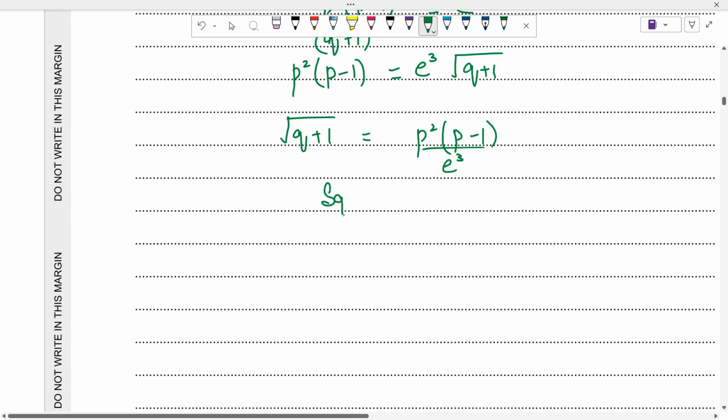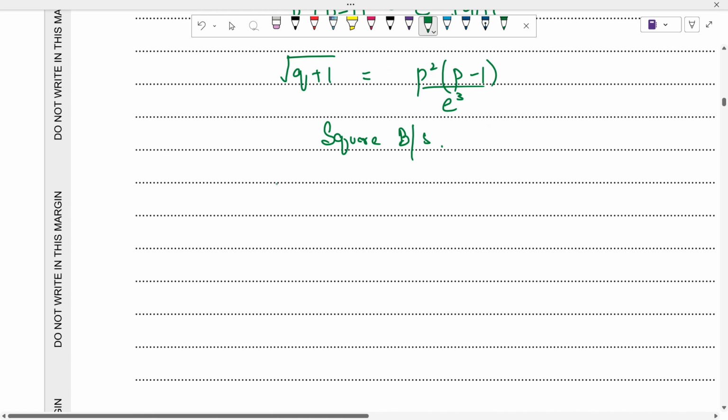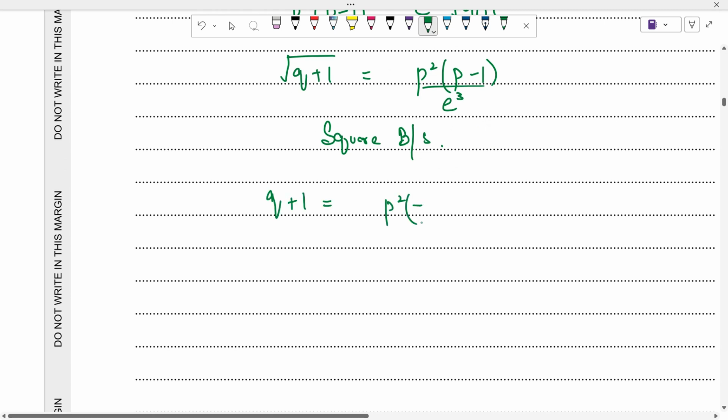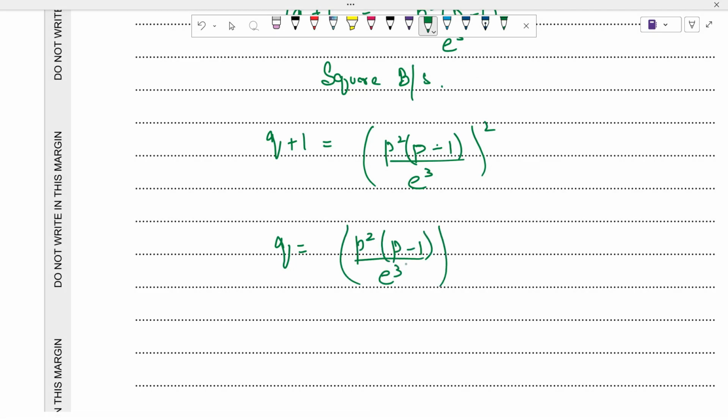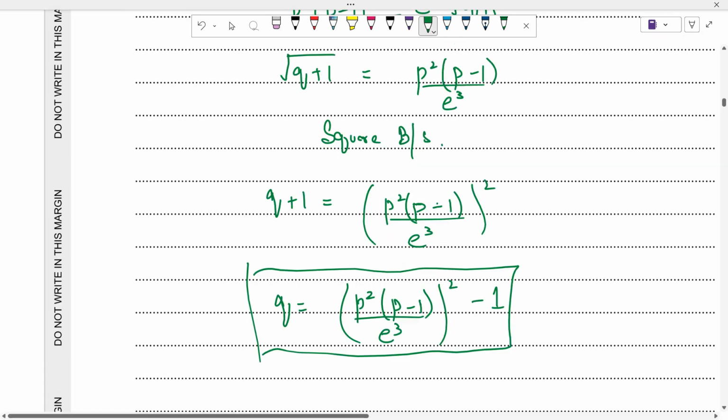Taking the square of both sides, we will have q plus 1 equals (p squared times (p minus 1) over e cubed) whole squared, and q is equal to (p squared times (p minus 1) over e cubed) whole squared minus 1. So this is q in terms of p.